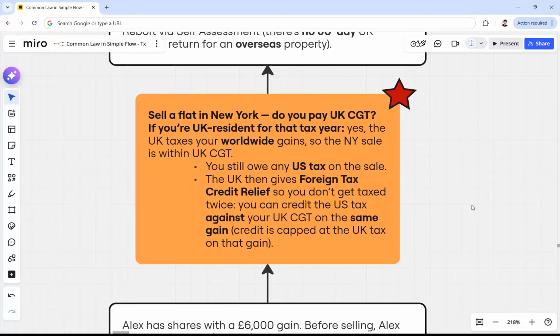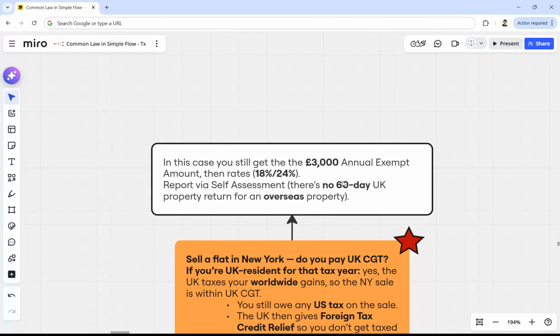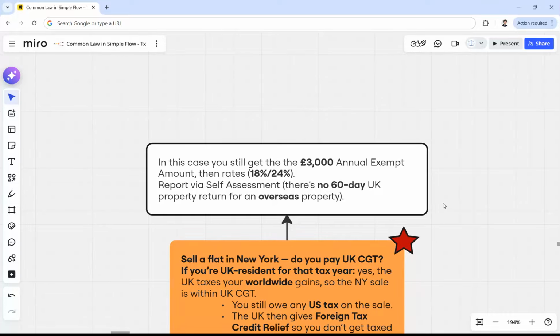You may still owe US tax on that sale. The UK then gives foreign tax credit relief, so you don't get taxed twice. You can credit the US tax against your UK CGT on the same gain. Credit is capped at the UK tax on that gain. In this case, you still get the £3,000 annual exempt amount, then rates 18 and 24. You report it via self-assessment. There is no 60-day UK property return for an overseas property.